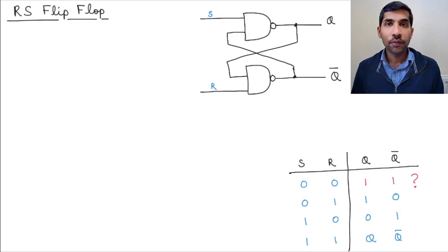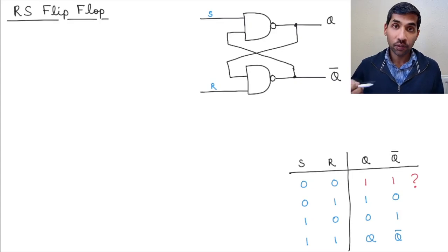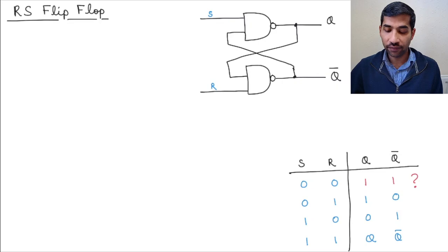Hi. In the exercise just before the video, I asked you to make an SR latch with NAND gates instead of with NOR gates. And if you had done that exercise, you should have gotten a result like this. So this is the SR latch with NAND gates, and this is the truth table of the SR latch.